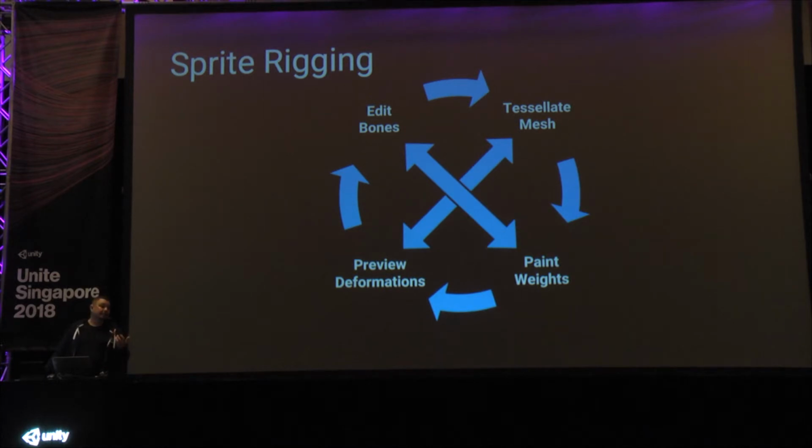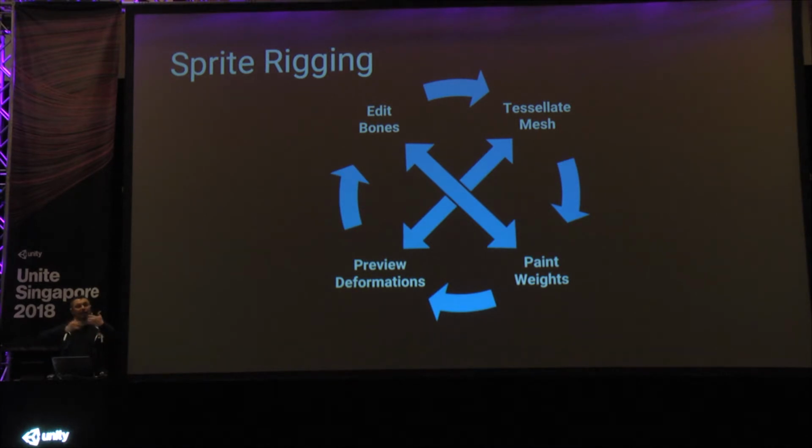And you want to tessellate the mesh, because very often, if you've come from the world of 3D, you already have a mesh. But in 2D, how are you going to slice up your sprite? In what way should it be articulated or sliced or tessellated so that it can deform correctly? And then you want to paint weights, right?